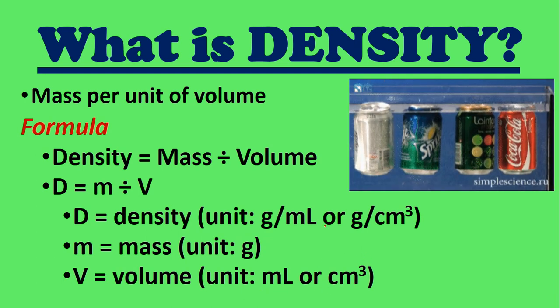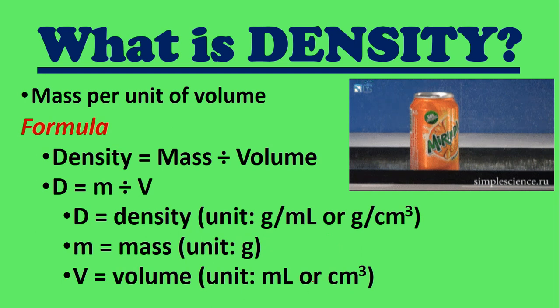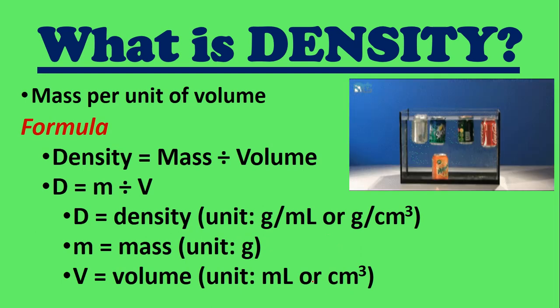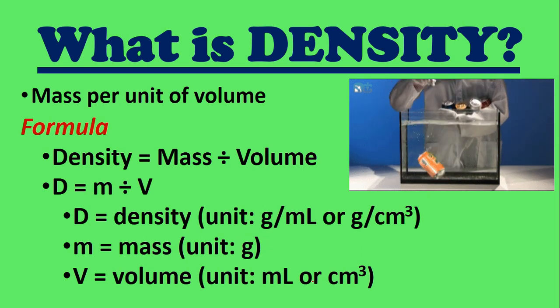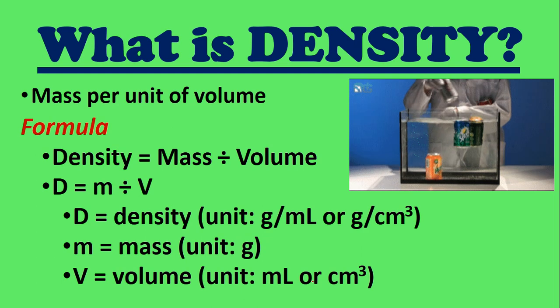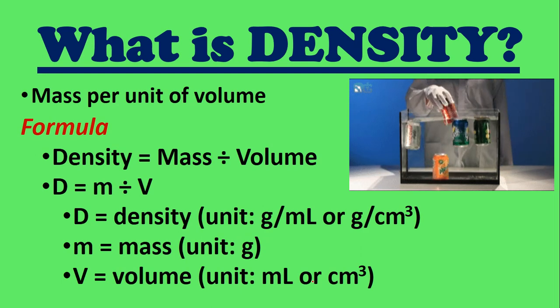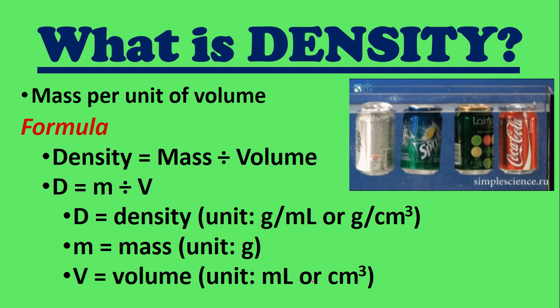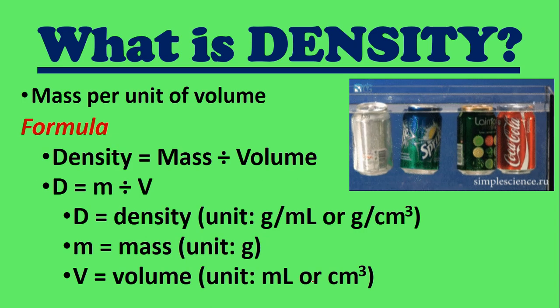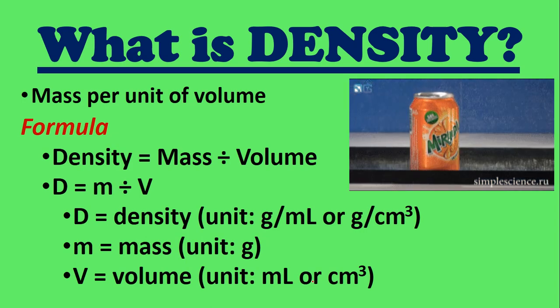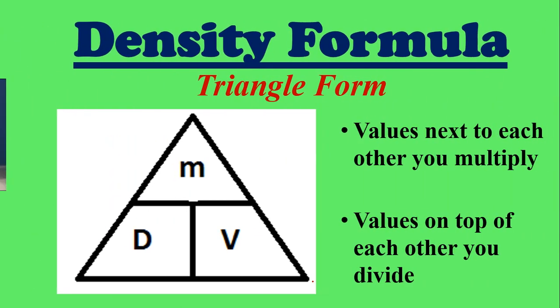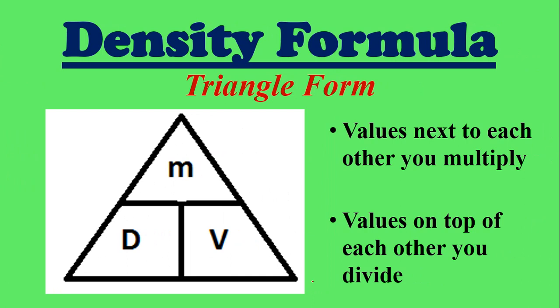The reason why density has two units is because volume can have two units depending on if you're finding the volume of a liquid, a regular object, or an irregular object. If you did not watch the video on measurement types, where I talked about how to find the volumes of those objects, I would go watch that before you come back to this video. All right, so the density formula.